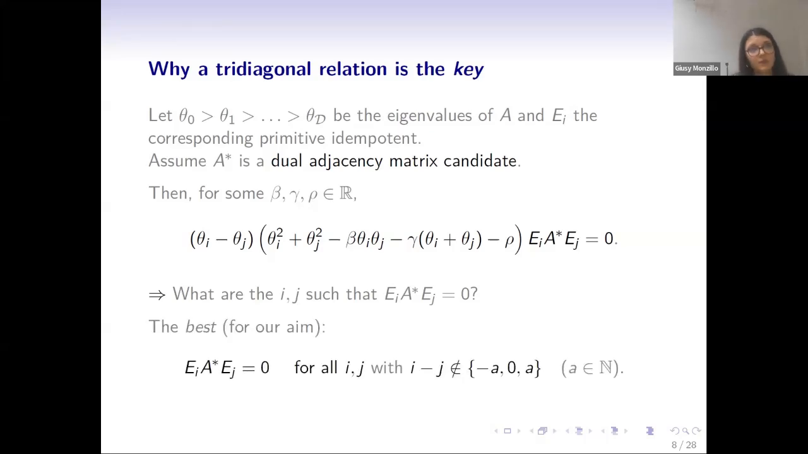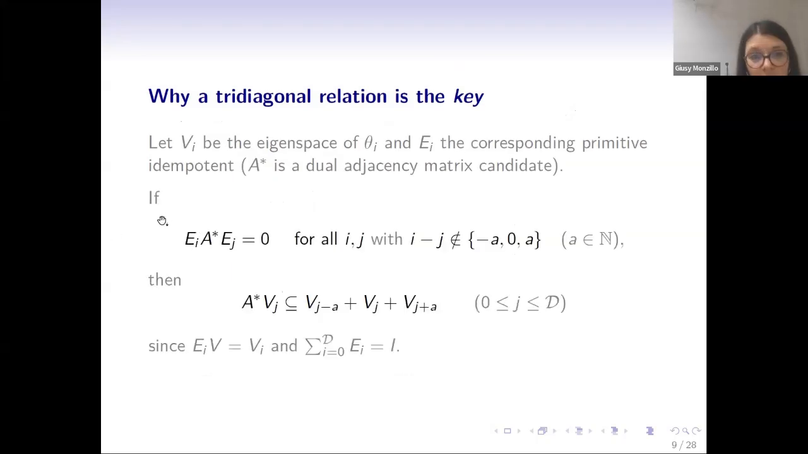So it turns out that for our aim, finding a dual adjacency matrix, and so let's say an ordering, this is the best: that we have this product zero for all i and j such that the difference between i and j is not in this set, for some a natural, not equal to minus a, 0, or a. So let's see why.